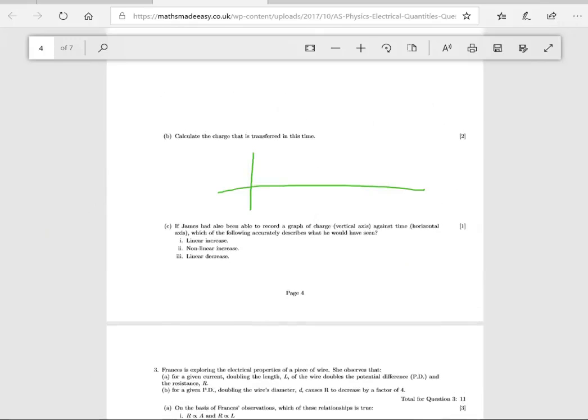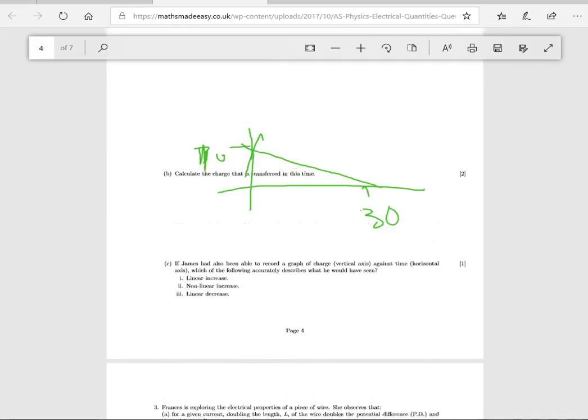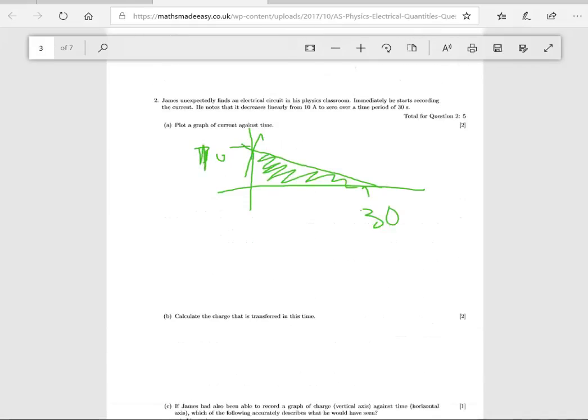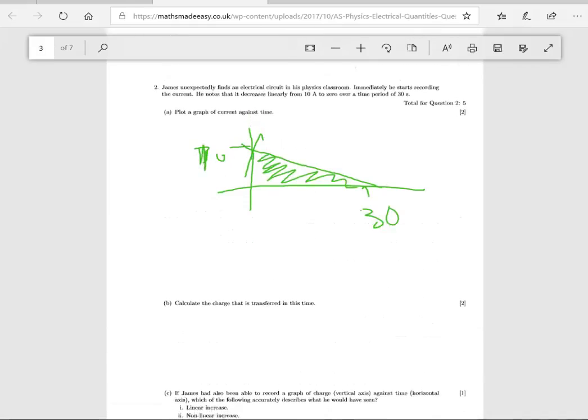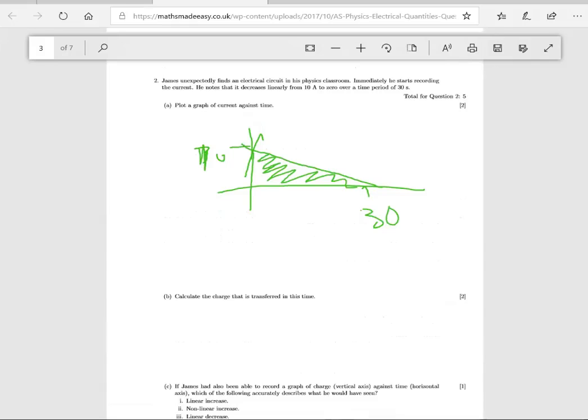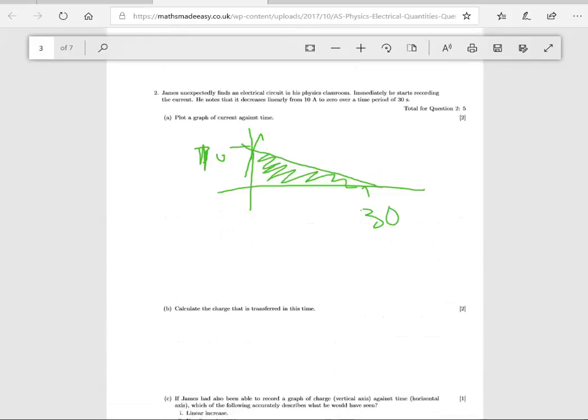So look, here you can see that over time it will be like this. Here will be 30, here will be 0, here will be 30 seconds. You can see that the area is decreasing over time. It should be decreasing, actually. He noted that it decreased linearly from 10 ampere to 0 over a time of 30 seconds. Yeah, this is given to you. So the area is decreasing over time, so if the area is decreasing, charge should be decreasing like this.